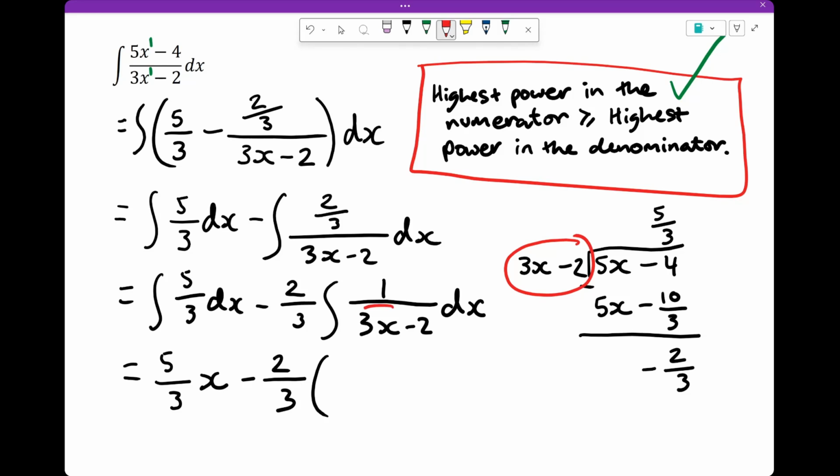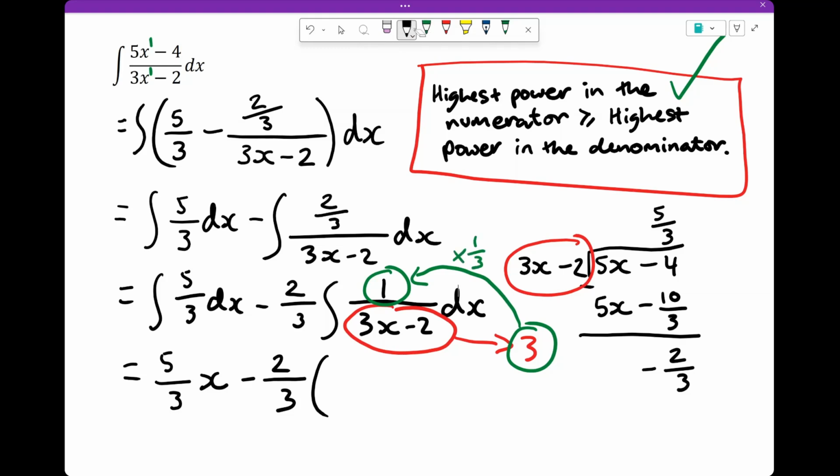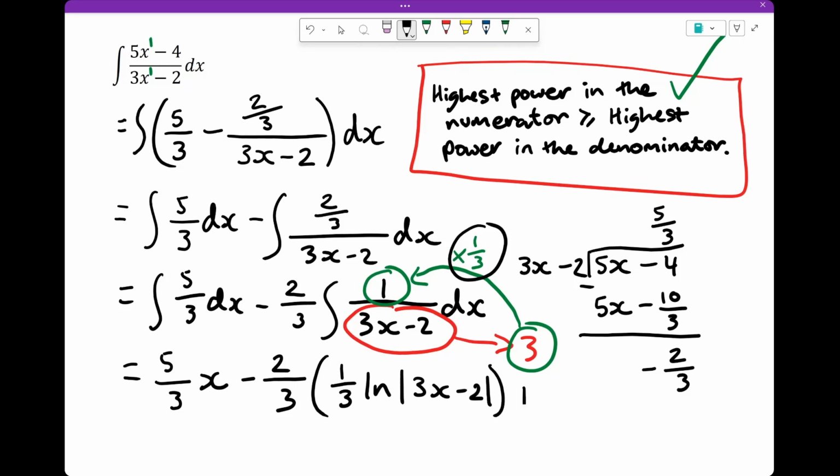If I differentiate 3x subtract 2, I would get 3. If I compare that 3 to my numerator, well, they're numerical multiples of each other. To get from 3 to 1, we would multiply by a third. So I'm going to use that 1/3 in my final answer. It's going to be 1/3 of the natural logarithm of the modulus of our denominator, 3x subtract 2. Close my modulus and my brackets. And then we're going to put plus c.